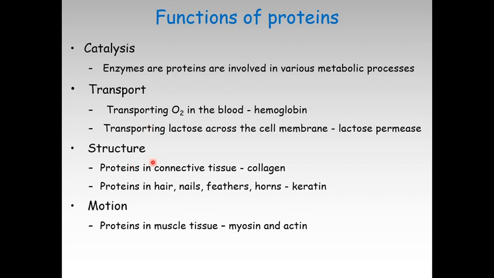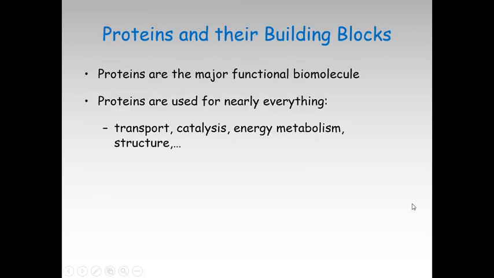When it comes to structure, collagen is a protein that is involved in connective tissue. Keratin is involved in hair, nails, feathers, and horns. When it comes to motion in your muscle cells, myosin and actin are proteins that are involved in muscle tissue, and they are involved in motion. As I said, proteins are the major functional biomolecule and are used for nearly everything, including transport, catalysis, energy metabolism, structure, and so on.